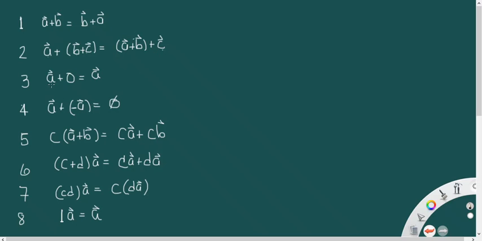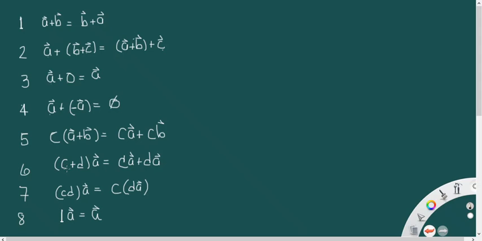If you add vector A plus 0, you will get back vector A. If you add vector A plus minus vector A, you will get back a 0 because these cancel each other. You multiply a sum of vectors by a scalar. In this case, C is a constant value. It is the same as if you calculate C times vector A plus C times vector B.